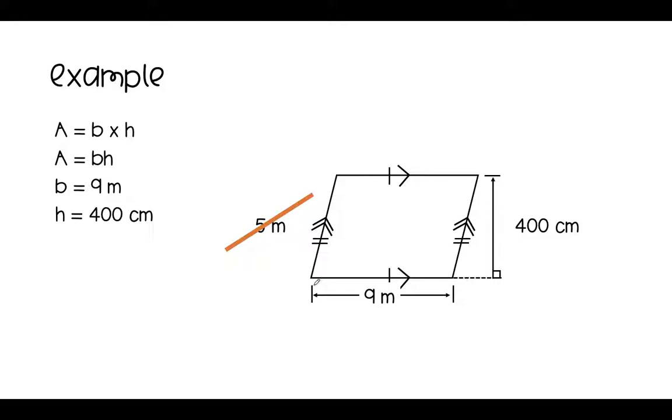Remember, they have to be in the same unit, which means we're going to convert 400 centimeters into meters by dividing it by 100. So we'll divide by 100, which gets rid of those zeros and gives us 4 meters. And so to solve this, we go area equals 4 meters times 9 meters, which gives us area equals 36 meters squared. So don't forget those squared units.